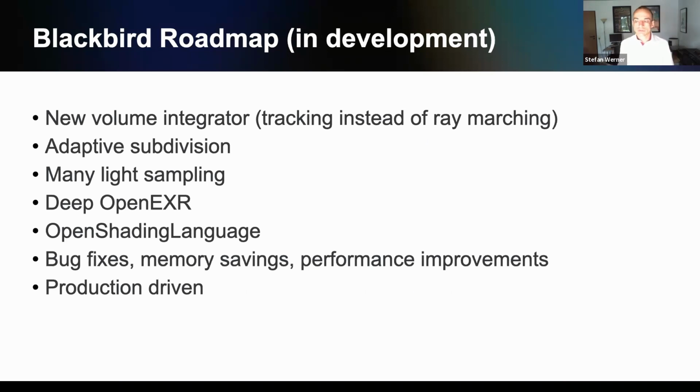We were actively looking at many light sampling algorithms, and deep OpenEXR for compositing, where you actually get deep pixels. There was a lot of pressure from the productions to bring Open Shading Language into it, which would then solve a lot of other problems for us. So that was also being worked on. And of course, bug fixes, memory savings, performance, all these things were being built and added in development at Blackbird actively. And again, this was all driven by the needs of production.